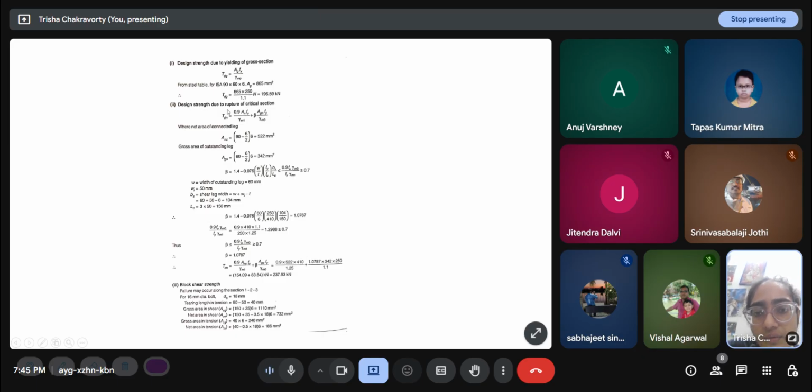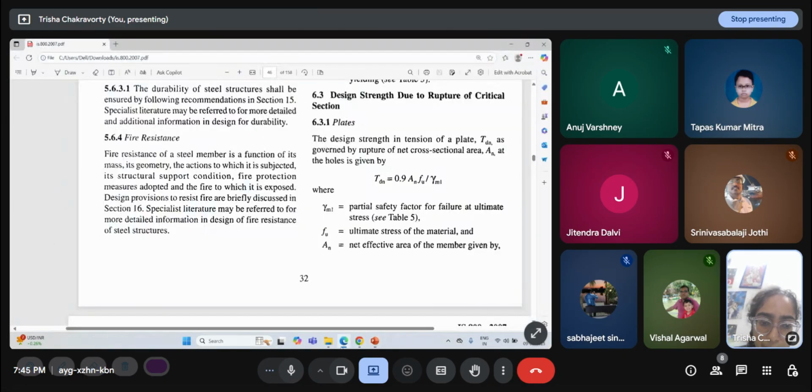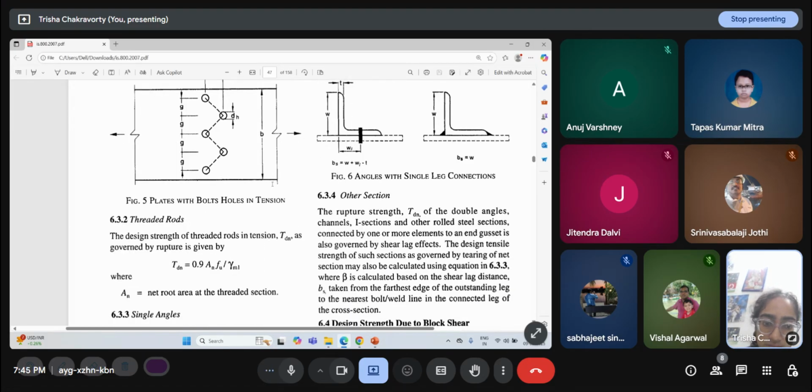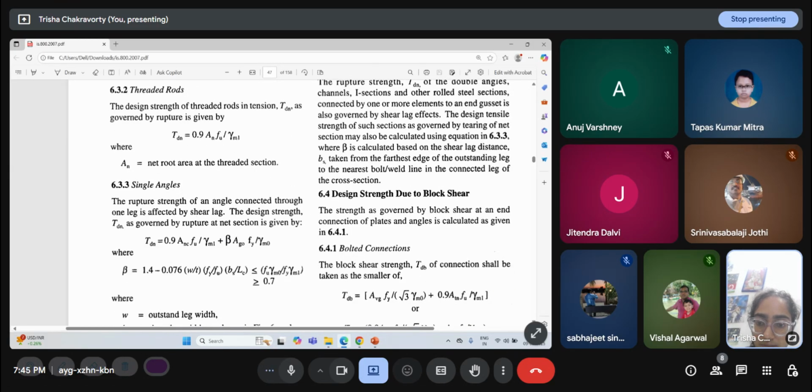The design strength due to rupture of critical section has an extra term here, we'll see in the code. For angles it's a little different. The rupture strength of an angle connected through one leg is affected by shear lag. Earlier we saw only this term: 0.9 into net area into ultimate strength divided by gamma m1.